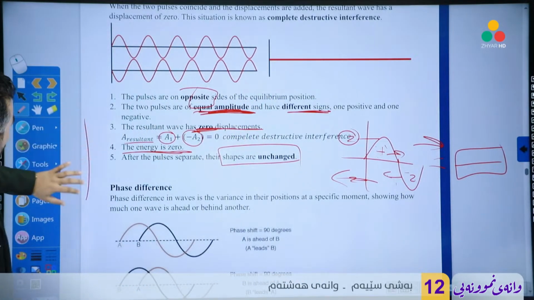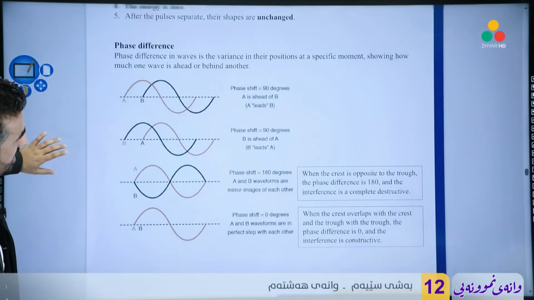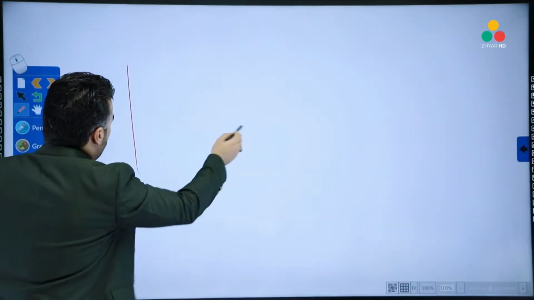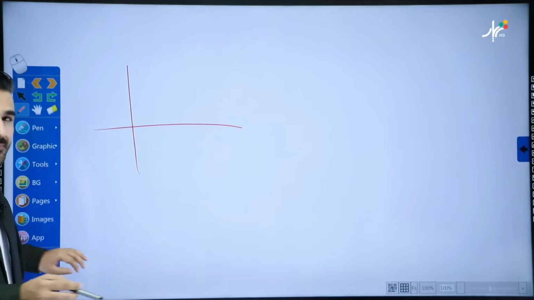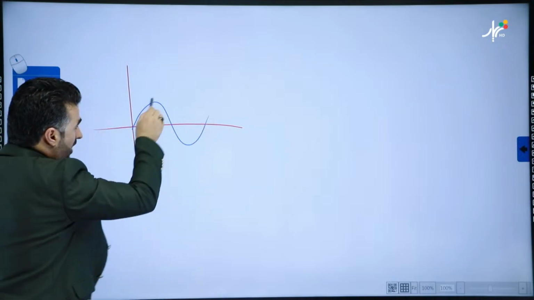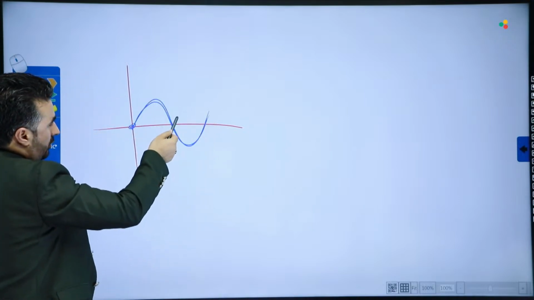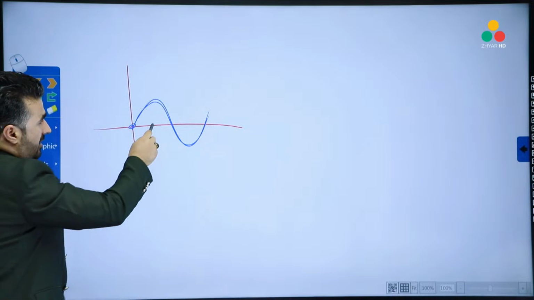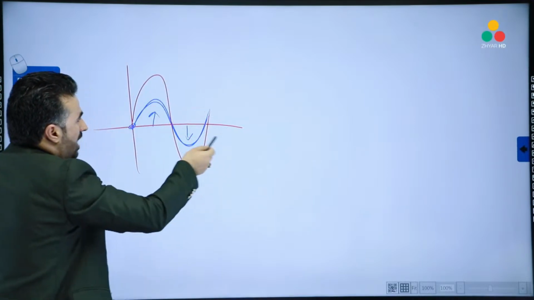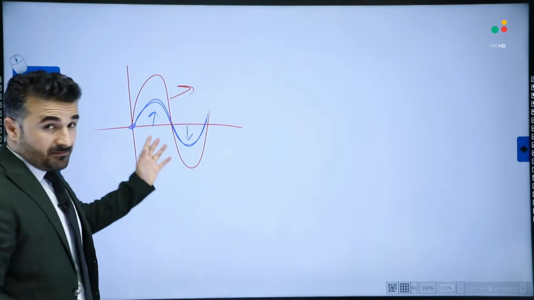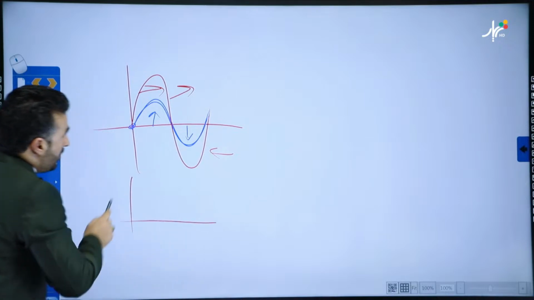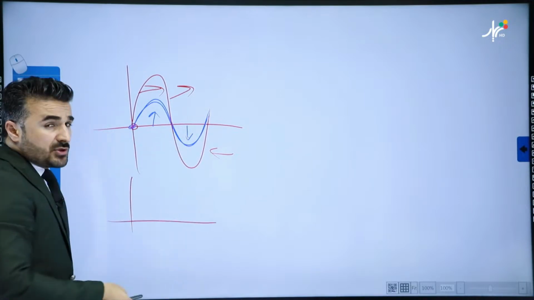Okay, now let me tell you one more thing, and we'll end our session with that, and that is the phase difference. Remember, if two waves are overlapping, you can see here, these are two blue waves, and their amplitudes will be in the same direction, so we will add their amplitudes, so we will always have constructive interference. Remember this, one of them goes to the right, the other one goes to the left, that's one. Second, the phase difference between these two is going to be zero.